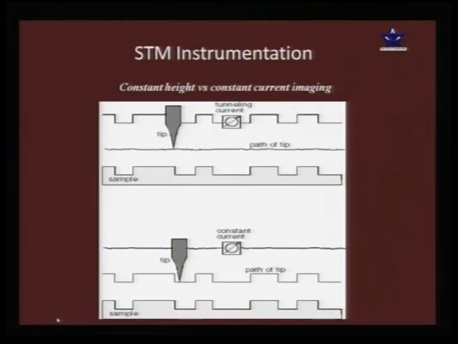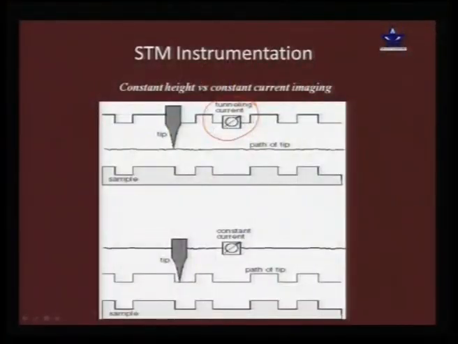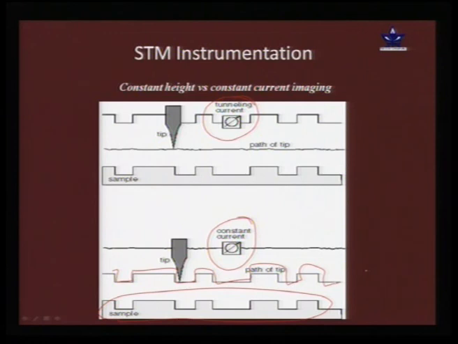In terms of instrumentation, I have told you there are two approaches. One is the constant height approach, the other is constant current imaging. If you have the constant height approach, then you are varying the tunneling current. You keep the distance constant and you only vary the tunneling current. Or you can have the tunneling current established, fix it, and let the tip go through the same contour as that of the sample. So if the sample is inhomogeneous in this way, the tip will come and go in this fashion and will exactly map the path of your atomic surface.